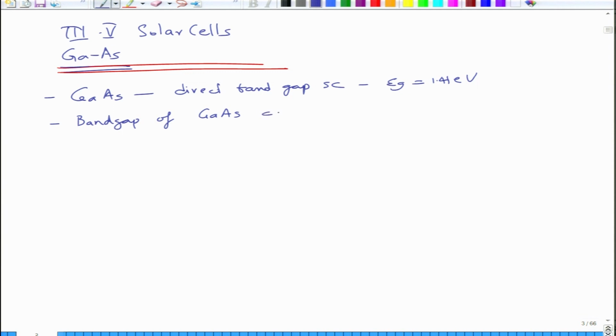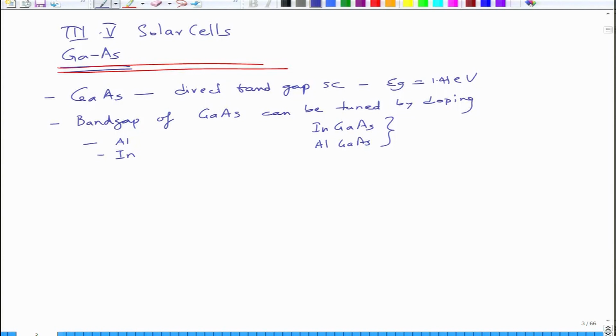The band gap of gallium arsenide can be tuned by doping, and typical dopants that we use are aluminum and indium. So, you can have indium gallium arsenide and aluminum gallium arsenide, called InGaAs and AlGaAs. These are two commonly used forms of gallium arsenide doped with indium and aluminum. For example, aluminum doping increases the band gap to closer to about 1.8 electron volt. And it has advantages over silicon.